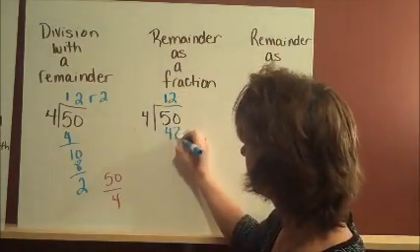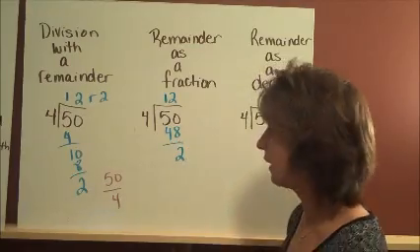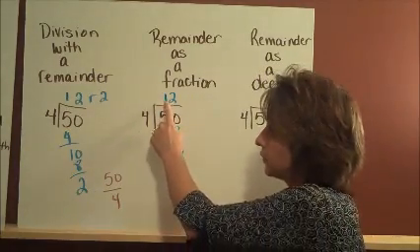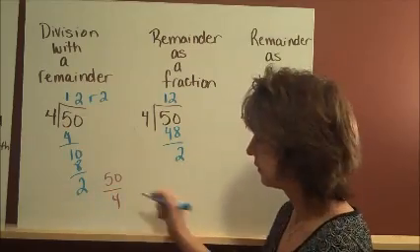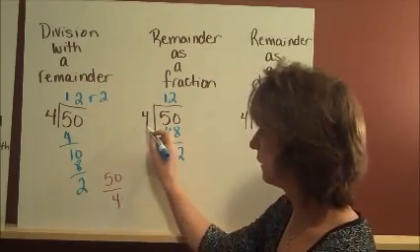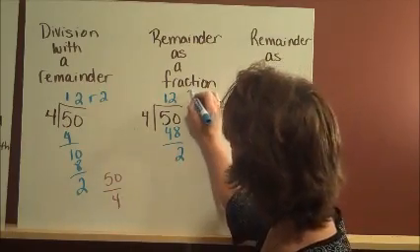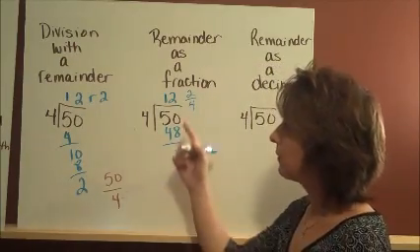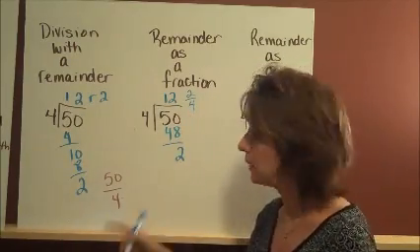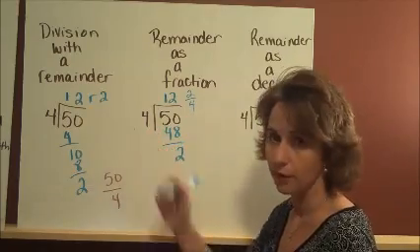And you solve it just like you did. 12 times 4 is 48, and I have 2 left. But this is written as 12 and 2 what? Well, the what is answered with the divisor. So you could say 12 and 2 fourths. So now my remainder has a little bit more meaning because I'm talking about fourths.